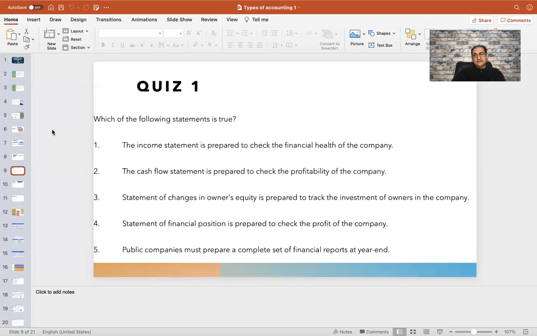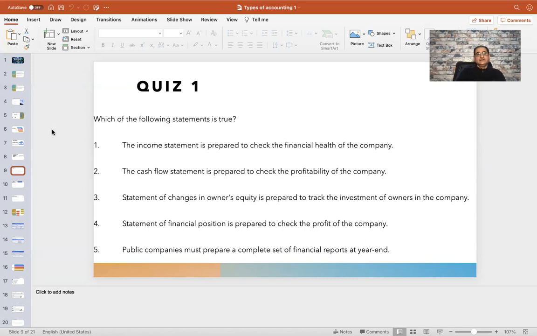Okay, so now there is a quiz. There are a few questions which we are going to do. The first one is, which of the following statements is true? Statement number one is the income statement is prepared to check the financial health of the company. So what do you think? Is this statement true? I'm sure that all of you have given the correct answer. This statement is false. It is not correct. Why? Because the income statement is prepared to check the profitability. This statement is also known as the statement of profit and loss.